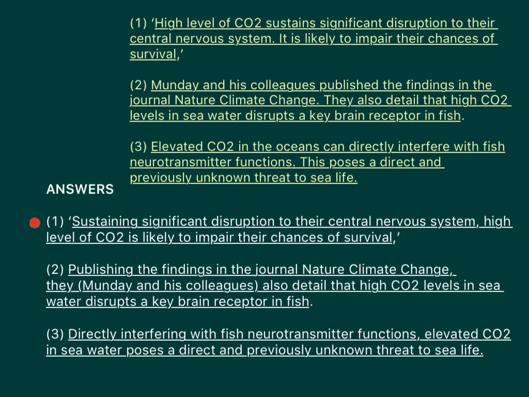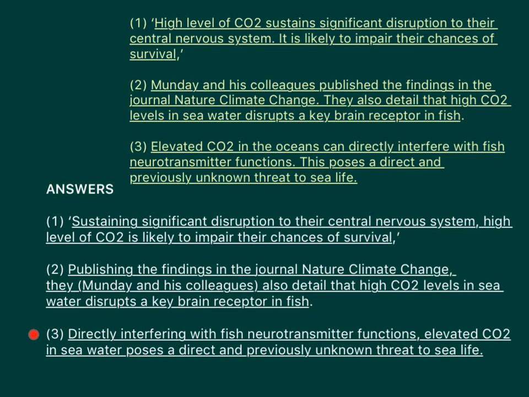Number 1. Sustaining significant disruption to the central nervous system, high levels of CO2 is likely to impair their chances of survival. Number 2. Publishing the findings in the journal Nature Climate Change, they, Monday and his colleagues, also detailed that high CO2 levels in seawater disrupts a key brain receptor in fish.